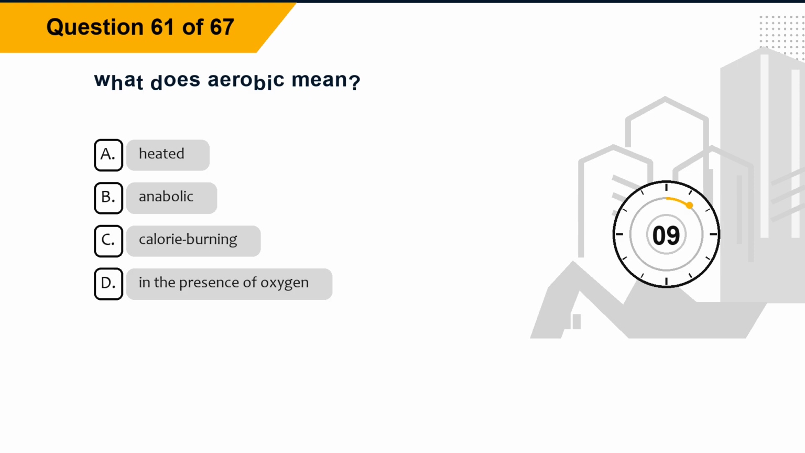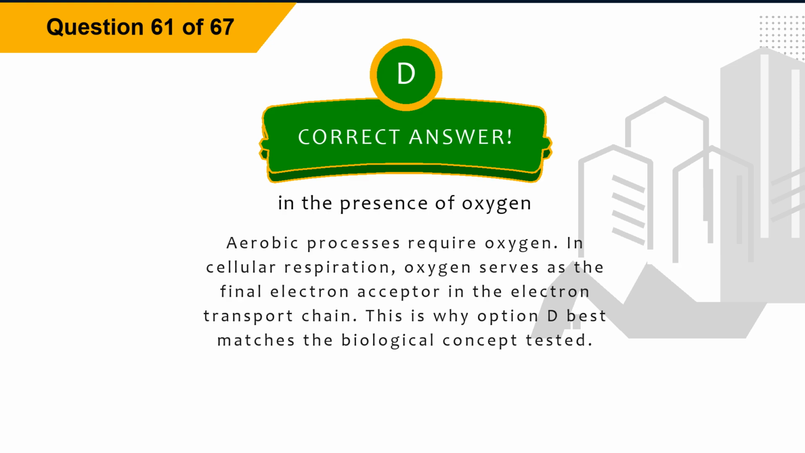Question 61. What does aerobic mean? Option A, heated. Option B, anabolic. Option C, calorie burning. Option D, in the presence of oxygen. The correct answer is option D, in the presence of oxygen.